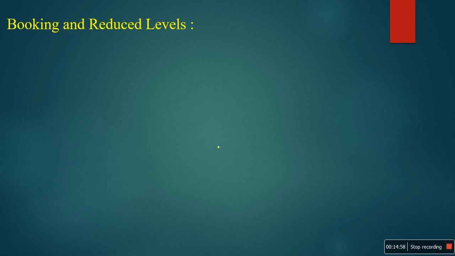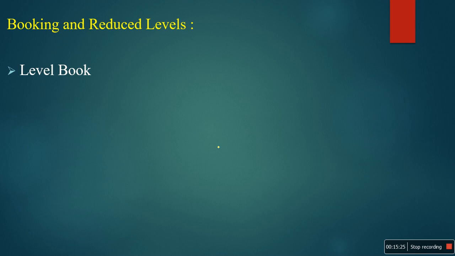Next we will discuss booking and reduced levels. Booking means what? We have to enter the field data in one book. That book is called a level book. Whatever staff readings you have collected in the field, you have to enter in one book. That book is called a level book.